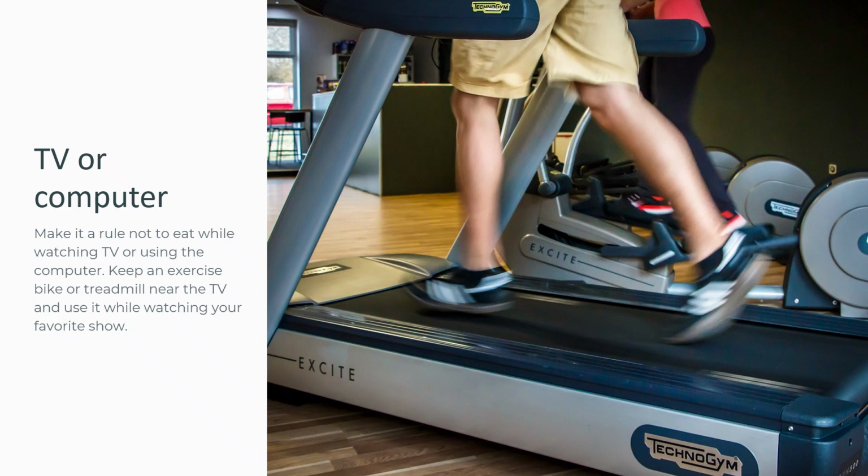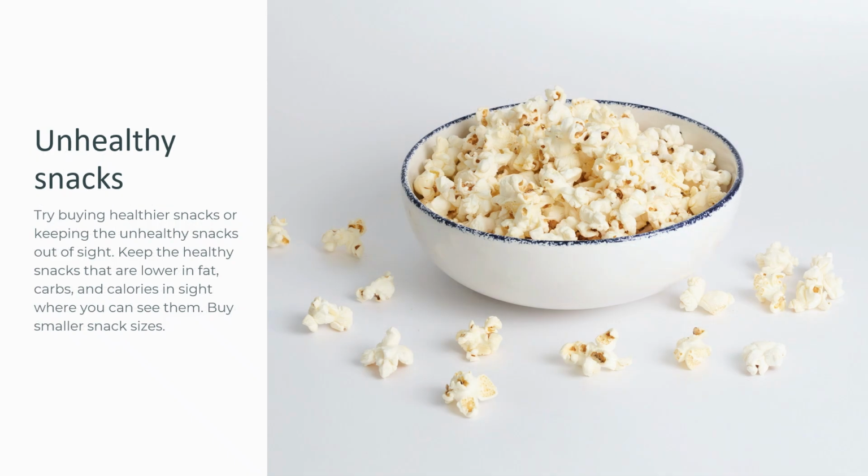Make it a rule not to eat while watching TV or using the computer. Keep an exercise bike or treadmill near the TV and use it while watching your favorite show. Try buying healthier snacks or keeping the unhealthy snacks out of sight. Keep the healthy snacks that are lower in fat, carbs, and calories in sight where you can see them. Buy smaller snack sizes.